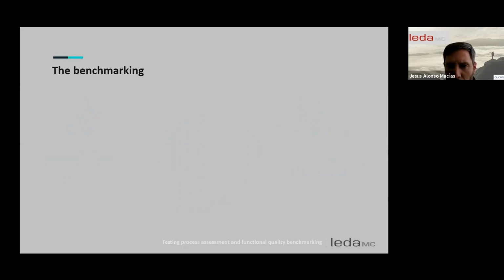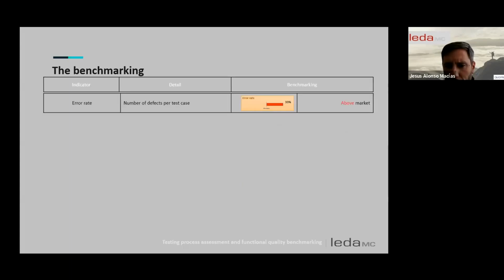Here we will look at this output in detail, comparing the indicators of our projects with those of the market. Let's look at some concrete examples. We're not going to go into all of them. I'm only going to show some indicators that I consider to be the most representative. For example, we will see the error rate indicator, whose value exceeds the expected value.